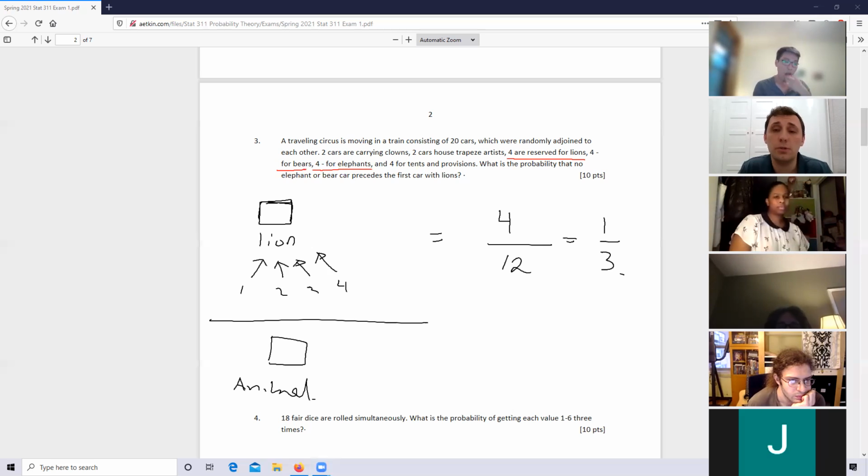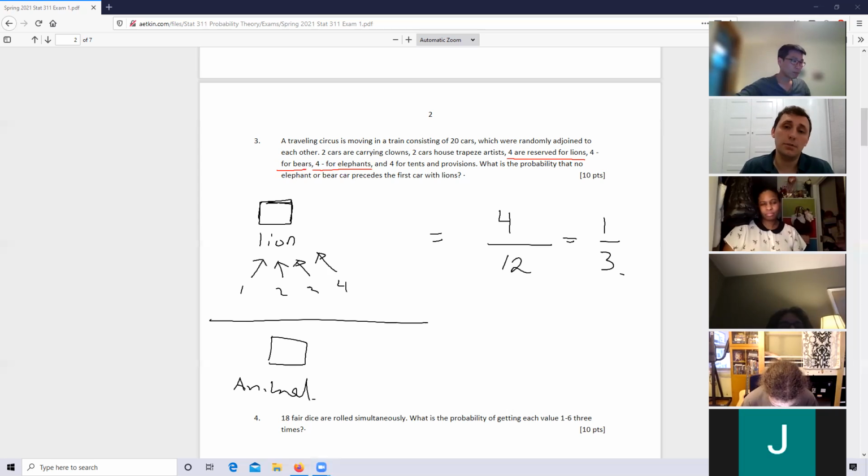So the very first could be equally likely any one of the lions or any one of the bears or any one of the elephants. Yes? But success means that the first I've seen was one of the lions. So there are 4 possibilities. And in general, out of 12. Is this clear what I did?